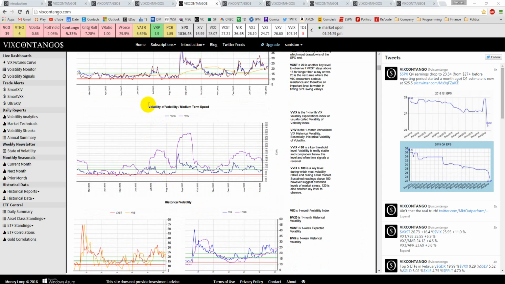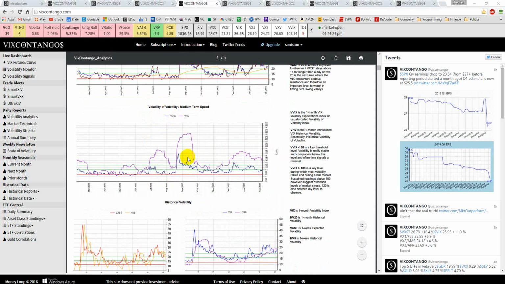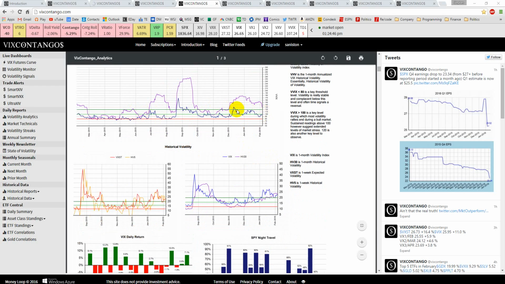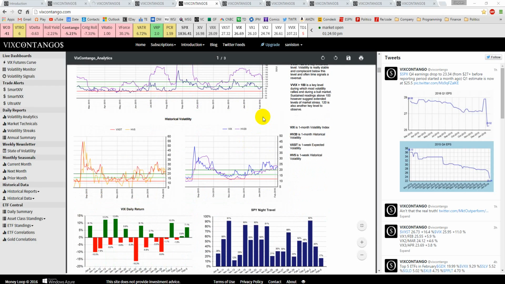The next chart is the volatility of volatility. So this plots the VVIX against the VIX of the historical volatility. The blue line is the VVIX, and the purple line is the VHV, along with key threshold levels: the 80 level, 100 level, and 120 level.